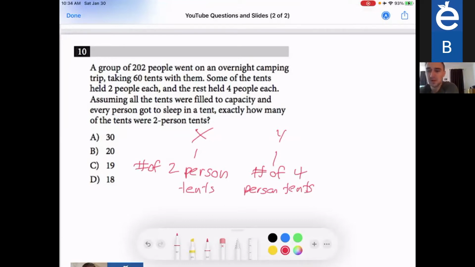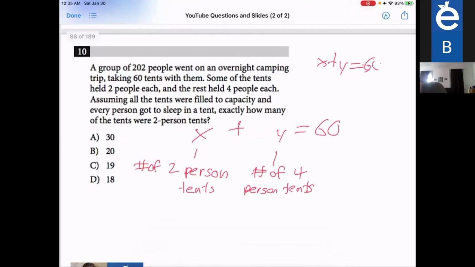So we need to set up some equations that we can use in conjunction with each other to find our answer. So we have X, the number of 2-person tents, plus Y, the number of 4-person tents, that would be equal to the sum total of tents we have. We only have tents of the 2-person and 4-person variety, so this must be equal to our total number. So we have one equation now, x plus y is equal to 60. Second.